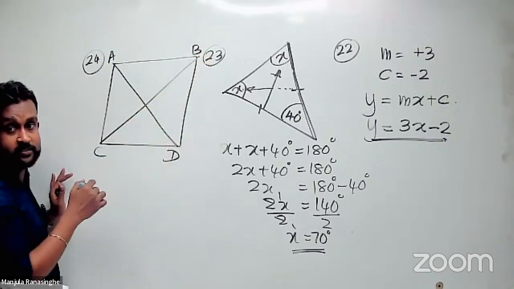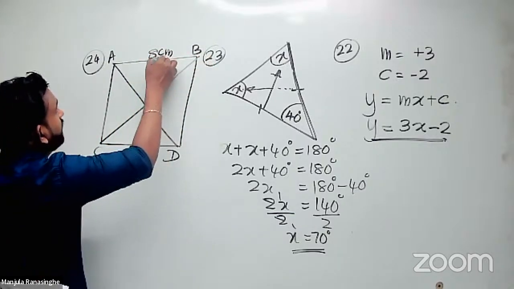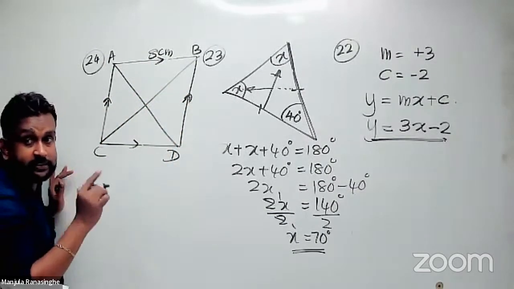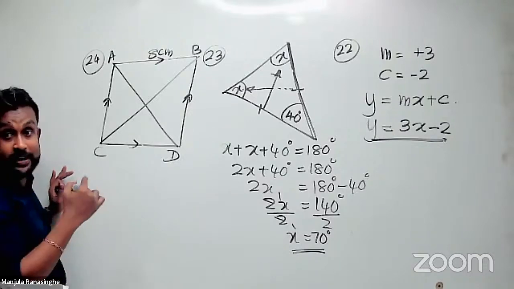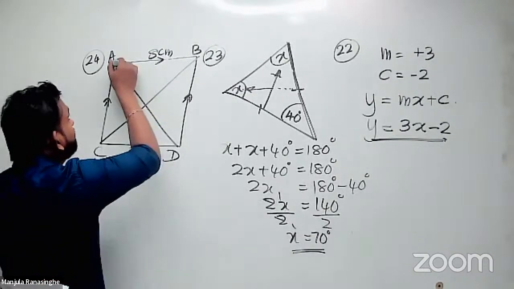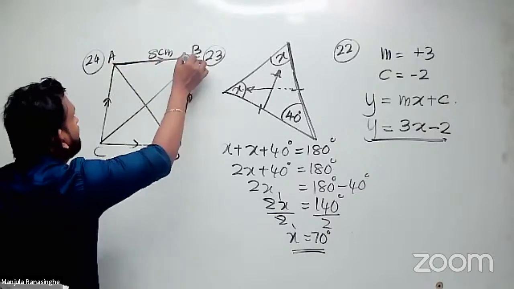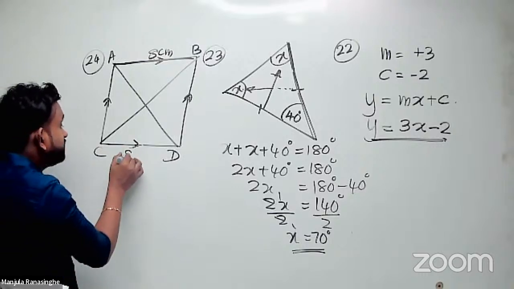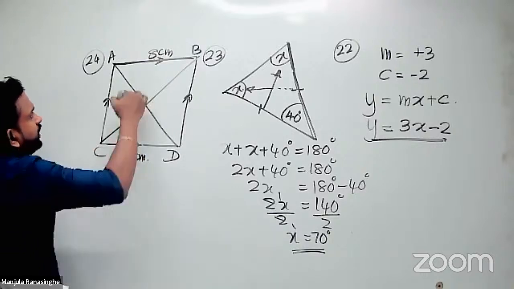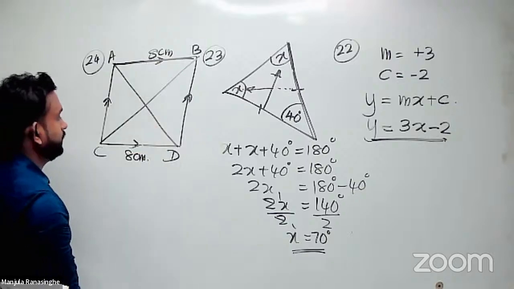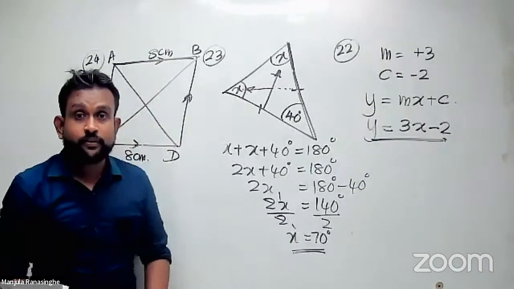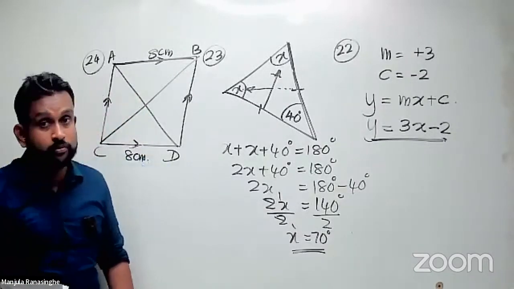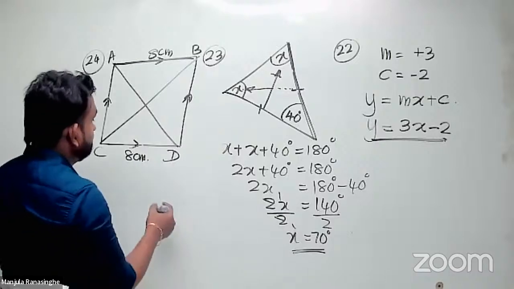So AB is given as 8 centimeters, and they are saying it is a parallelogram. Then find the length of CD. So how to find CD? If this is CD and this is AB, it is equal. Why? The opposite sides of a parallelogram are equal. This side length is 8 centimeters, so this side length equals 8 centimeters. What is the reason? The opposite sides of the parallelogram are equal. CD equals 8 centimeters.